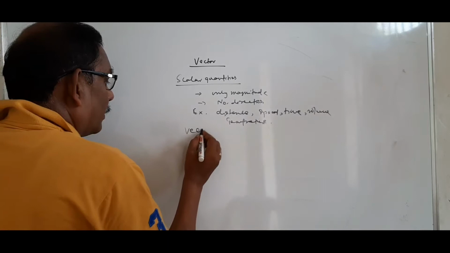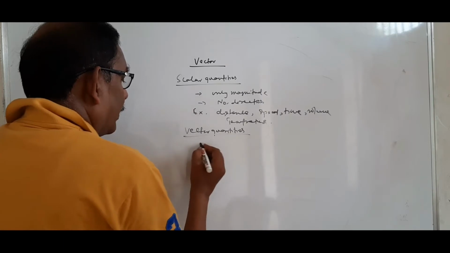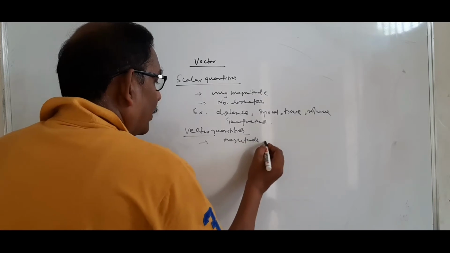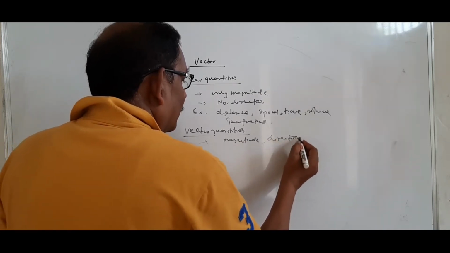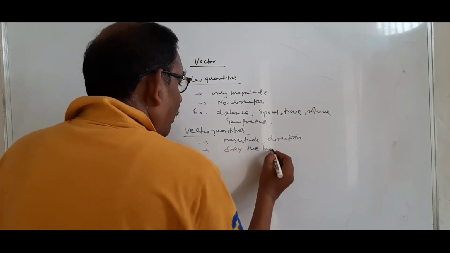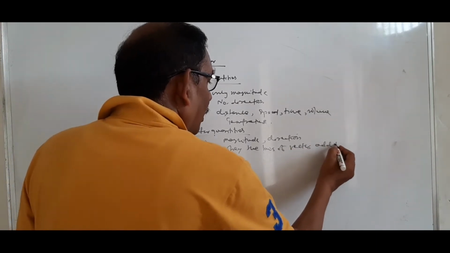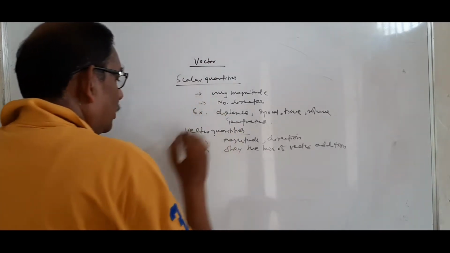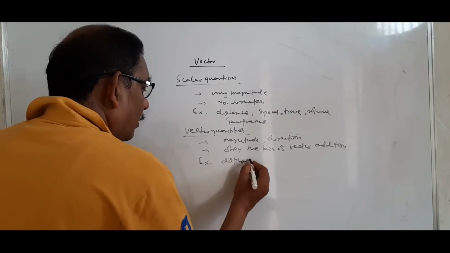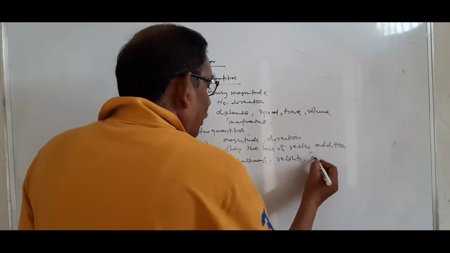Now come to vector quantity. Quantities having magnitude, usually directions, and obeying the law of vector addition. This is your vector quantities. Example: displacement, velocity, torque.